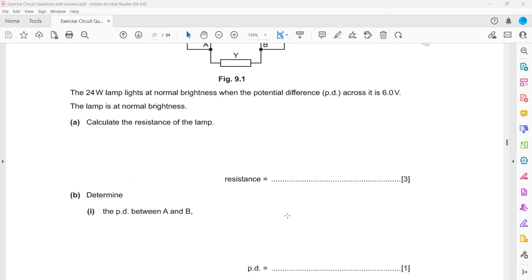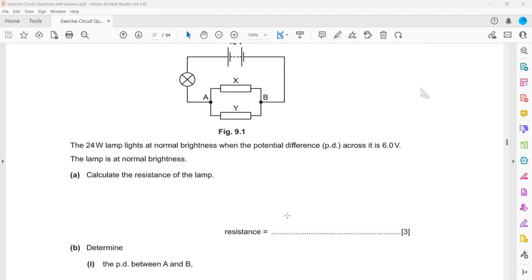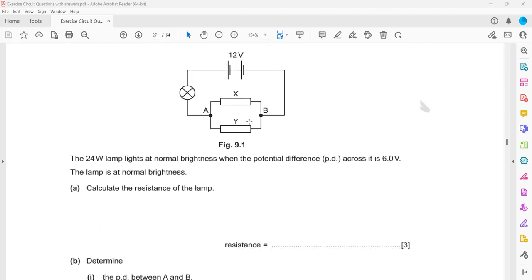Determine the potential across AB. So we just have to determine it directly. You don't need to show any calculation here. If it's 6 volts, the remaining voltage will be there. That is 6 volts and 6 volts. So what is the potential across A and B? That is 6.